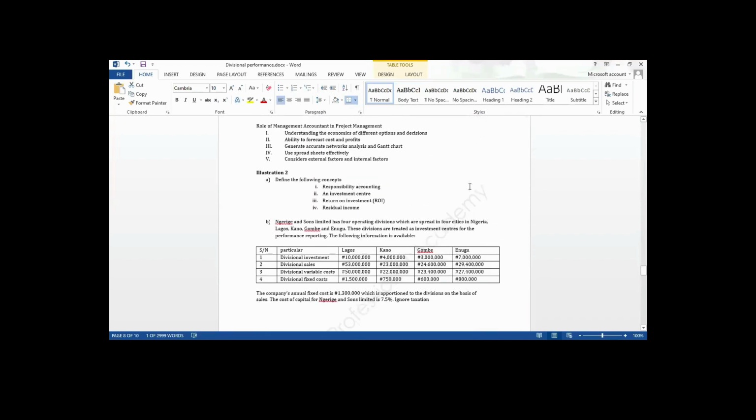This was the question last diet. This was question number 6 last diet. Look at second illustration. What is responsibility accounting? What is investment center? What is return on investment? Define residual income. This was last diet question number 7.